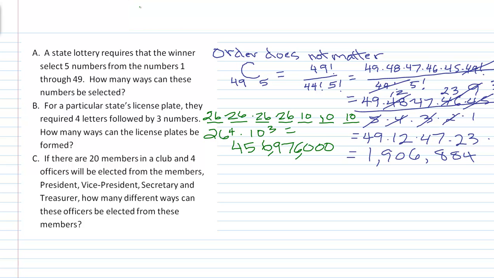So let's look at the final one, Part C. If there are 20 members in a club and 4 officers will be elected from the members, that's a president, vice president, secretary, and treasurer, how many different ways can these officers be elected from these members? Well, remember in this case that no member can be 2 officers. So if you're elected president, you can't be president and vice president. And being elected president is different from being elected vice president. So the order does matter here.